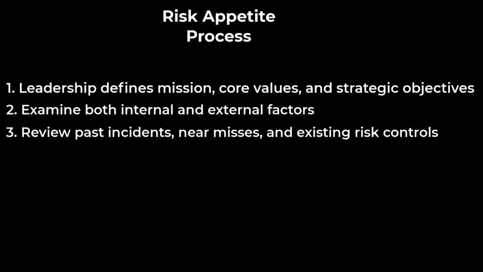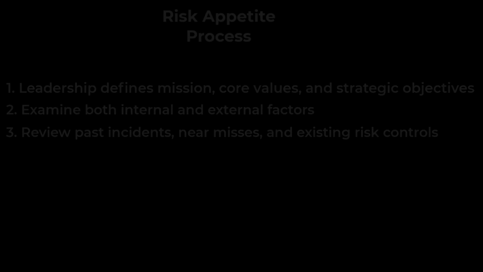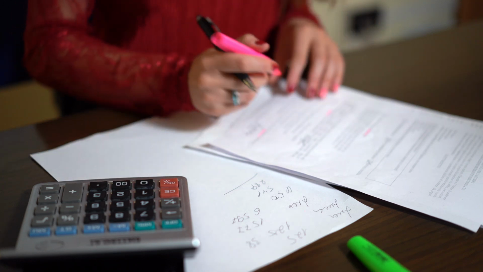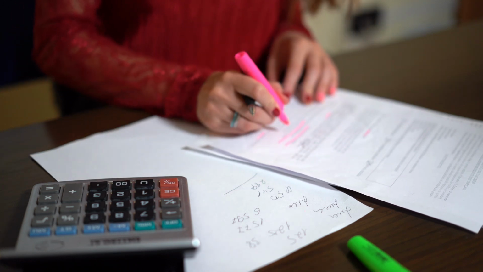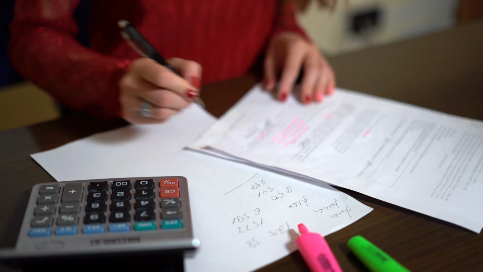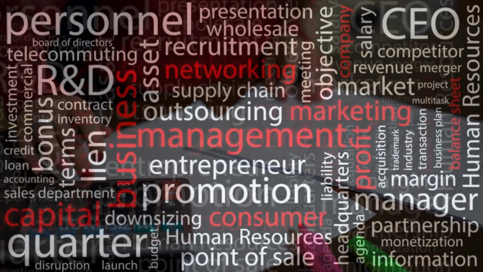By reviewing past incidents, near misses, and existing risk controls, they gain insights into which threats the organization can manage effectively and which ones might exceed its capacity or resources to mitigate. The organization's financial health and market position also play a role, since a robust reserve or strong brand reputation may allow for taking on greater risk.